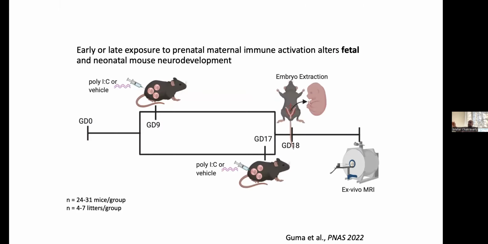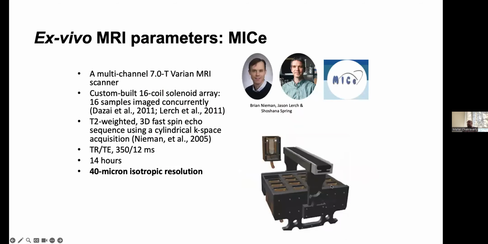And so this is one example of an experimental timeline where we did this in dams using the 2 different timings. And in this case, just to look at what's happening during the fetal development process, we extracted embryos at GD18 and scanned them ex vivo using MRI. And we did this in collaboration, in this particular case, with Brian Nyman and Jason Lerch and Shoshana Spring at the Mouse Imaging Centre, using, I guess, almost now what is out-of-date technology for them. And they've moved on to other better technologies at higher field for doing simultaneous postmortem imaging.